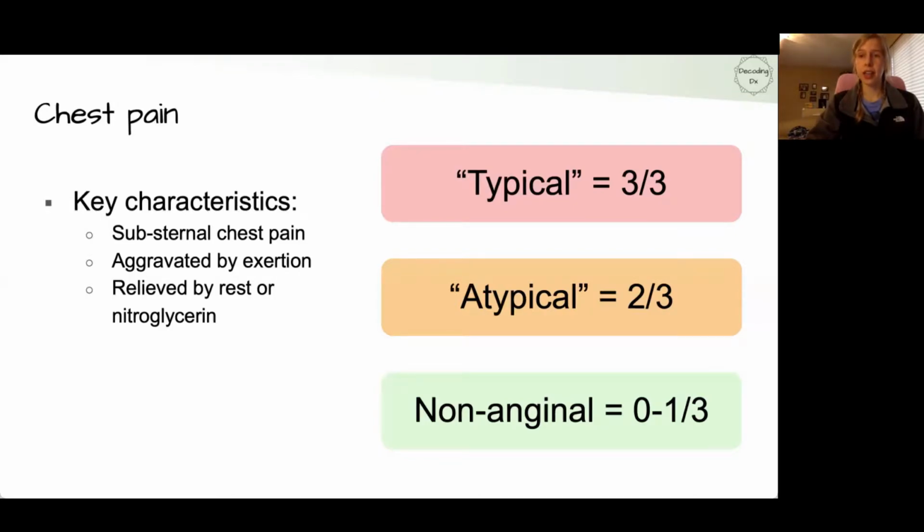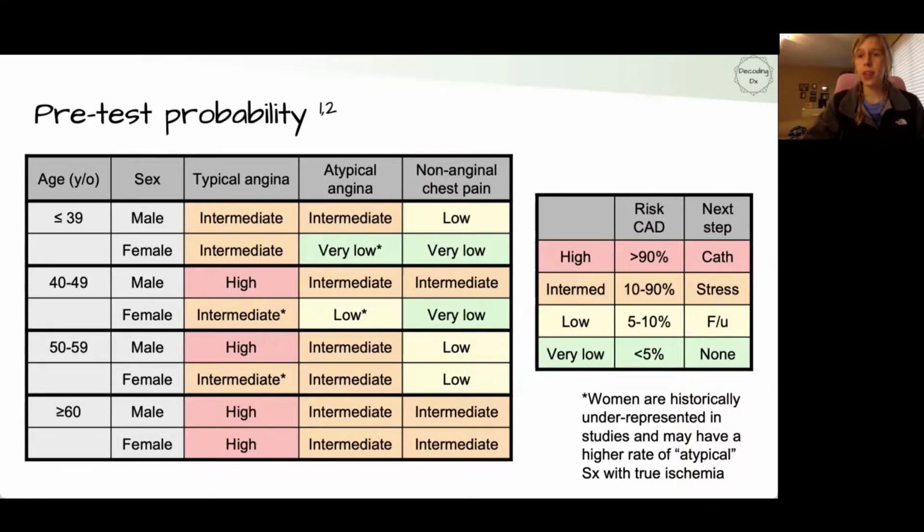This terminology allows for more clear communication between physicians or other providers as to what exactly the characteristic and type of chest pain is that the patient is reporting. The reason why the classification of typical, atypical, or non-anginal chest pain is so important is because it helps us to determine the pre-test probability of coronary artery disease.